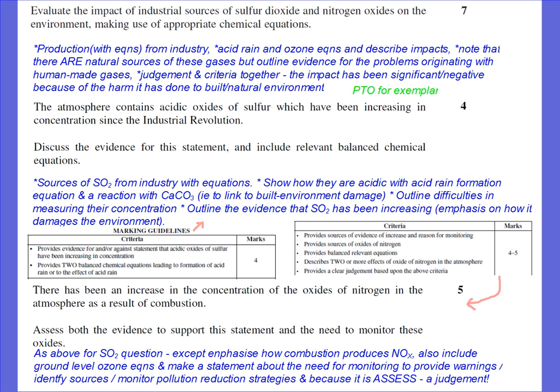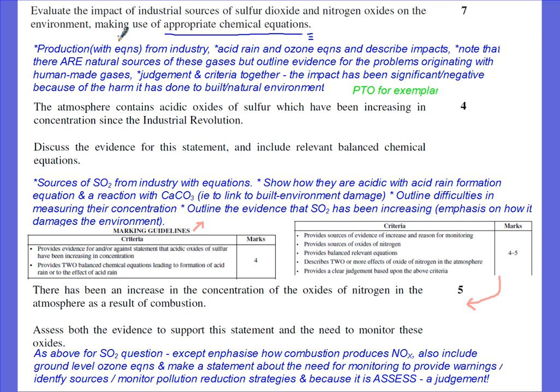This last section now is just looking at 3 of the big questions that have been asked in the past on this particular focus area. The first one here is: evaluate the impact of industrial sources of sulfur dioxide and nitrogen oxides on the environment, making use of appropriate chemical equations. The fact that it's plural suggests we need to put at least 2 equations in. So if I was writing this question, this is the logic I would use.